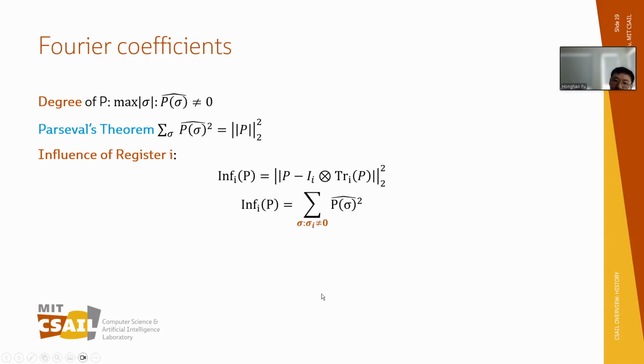And then indeed, we can prove that this influence of the S register equals the summation over all the sigma such that sigma I is not 0, meaning sigma I is a non-trivial poly, and we sum all the Fourier coefficients squared. So this influence tells us how much weight in the poly spectrum is on the non-trivial action on register I. And this is a quantity we generalize from classical Boolean analysis.